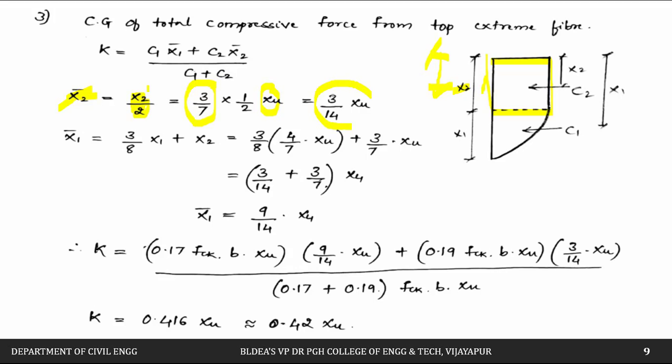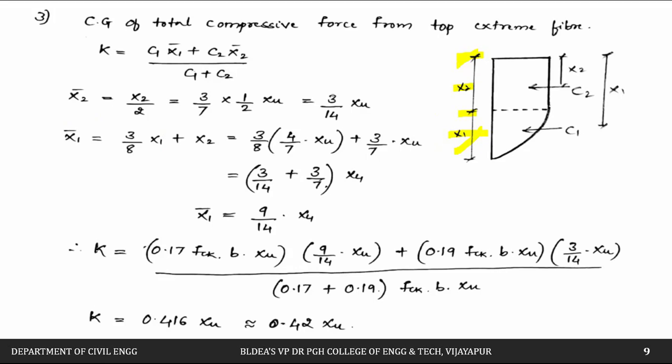Then next is x1 bar. The centroid of this, from this face, what will be the distance? This will be the centroid of this parabolic portion, which is 3 divided by 8 of x1. From here till here, from this face till this face, this is 3 by 8 of x1 plus this remaining distance, which is x2. We require the distance from this face till this face. So this is 3 by 8 of x1 plus x2.